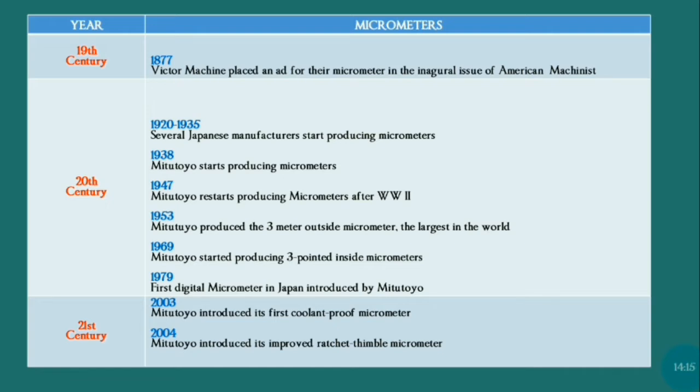Next, we will proceed to the 21st century. In 2003, Mitutoyo introduced its first coolant-proof micrometer, and in 2004, Mitutoyo introduced its improved ratchet thimble micrometer. The patented ratchet thimble mechanism helped ensure repeatable results by transmitting micro vibrations along the spindle to the contact base to provide a constant measuring force and encourage good contact with the workpiece.